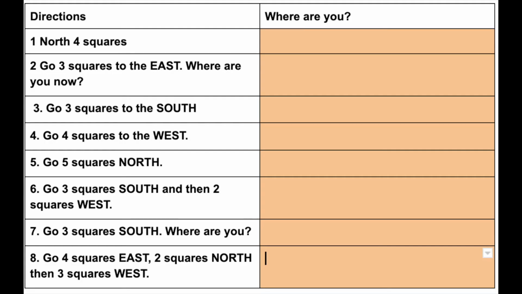So if we go north 4 squares, where are you? And from that position, go to the next one, then go 3 squares to the east. Then from that position, go 3 squares to the south. So go all the way around and you'll find the answer in the end.